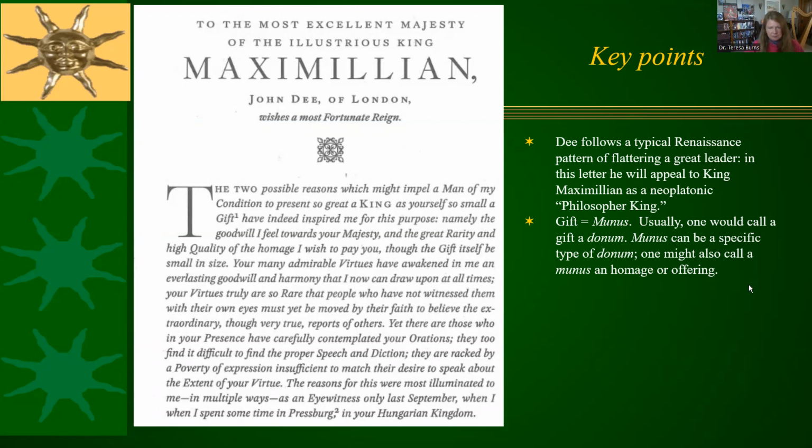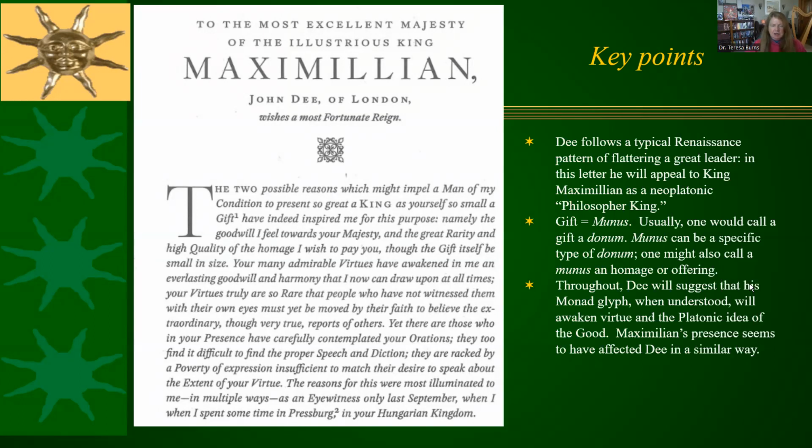Okay, now watch this next thing he does. Throughout this letter, and indeed throughout the theorems, Dee is going to suggest that his monad glyph, if it's properly understood, is going to awaken virtue in the person trying to understand it. One of those virtues will be the Platonic idea of the good, the bonitatis. Well, Maximilian's presence seems to have affected Dee in a similar way, right? He says that people who haven't witnessed his virtues with their own eyes must yet be moved by their faith to believe the extraordinary, though very true reports of others.